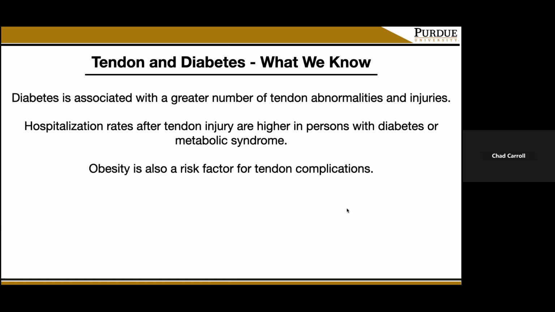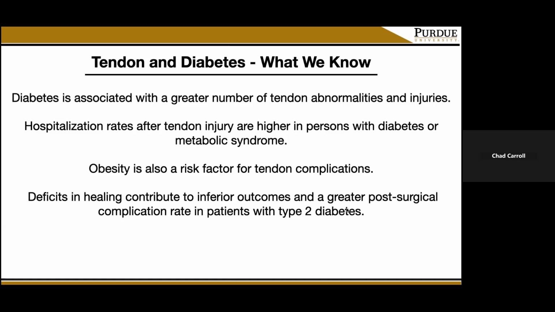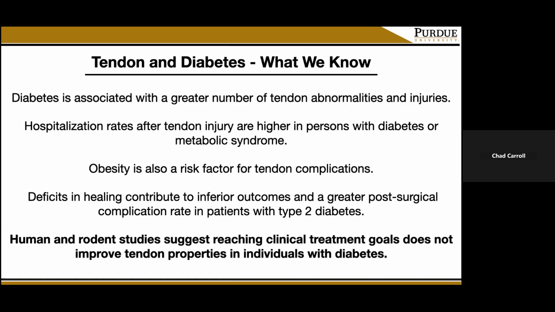On top of that, obesity, which is commonly associated with type 2 diabetes, is a separate risk factor for tendon complications. Another issue with diabetes is that the ability of the tendon to heal is reduced compared to a normal glycemic person without diabetes. And when they do have to have surgery, they often have more complications than those without diabetes. So we have lots of different things going on.